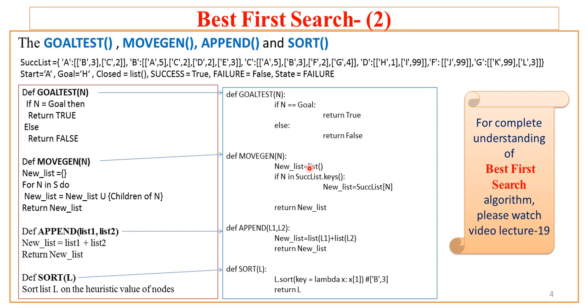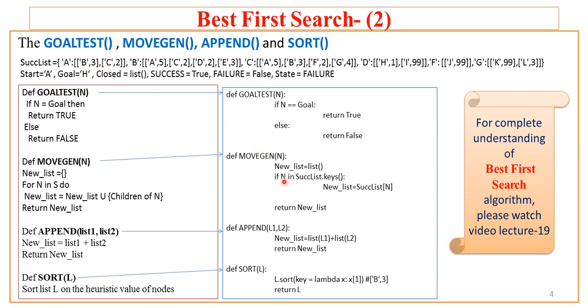So these steps are transformed in the form of Python functions. For example, the new list is created using the list function of Python. Now the successor list, which you have already seen in the last slide, is represented here as well. It has key-value pairs: A is the key and the values are B and C. That is the list which has the successors of A.